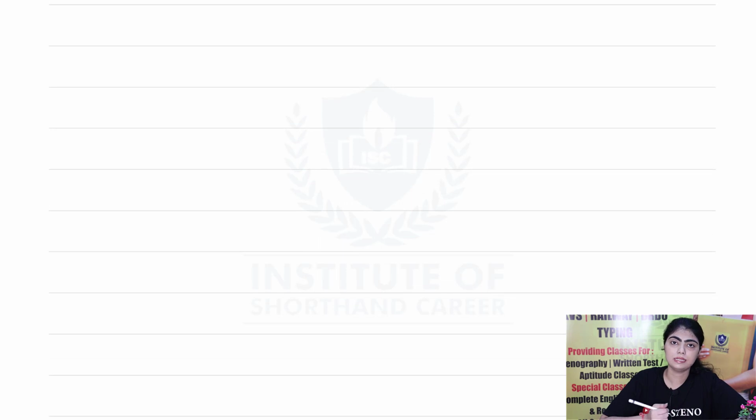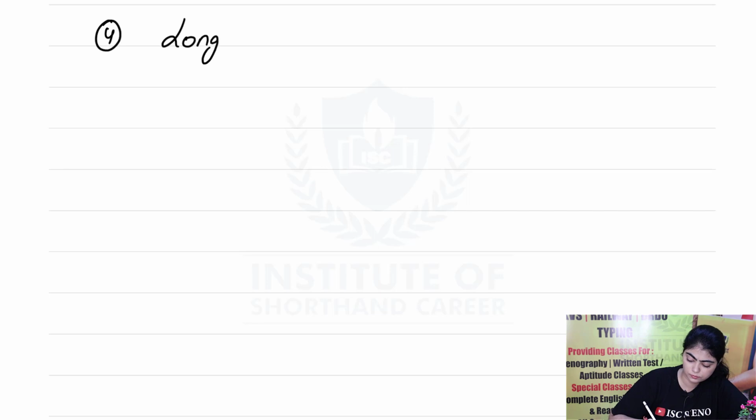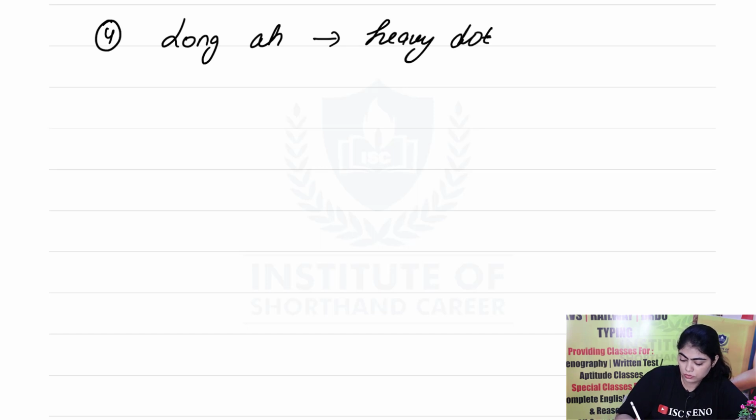The last sound that is coming is of long AH. Long AH is represented by a heavy dot. There are very few words that belong to this sound, heavy dot. Like the word pa, it's giving the sound of a, heavy a. Pa a, ma a, ka a m, fa a m, all these words.